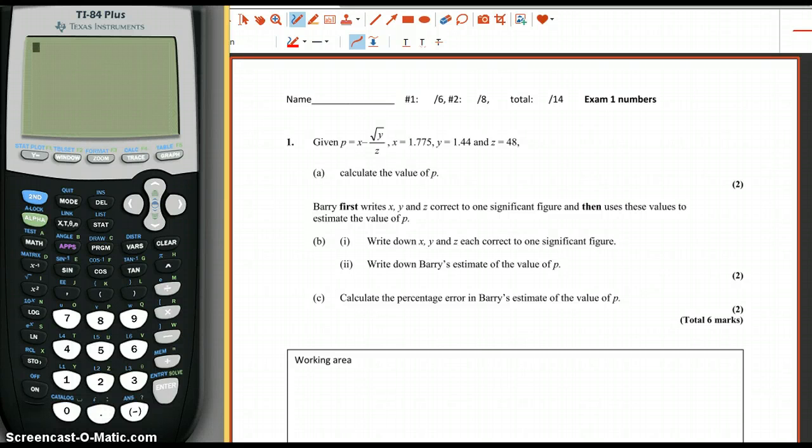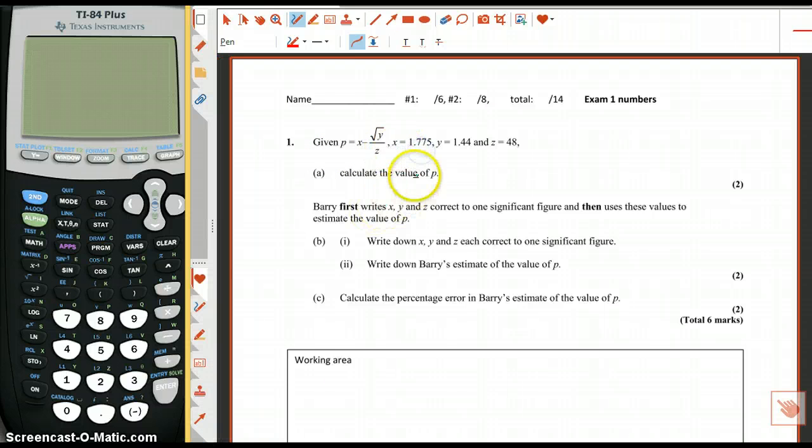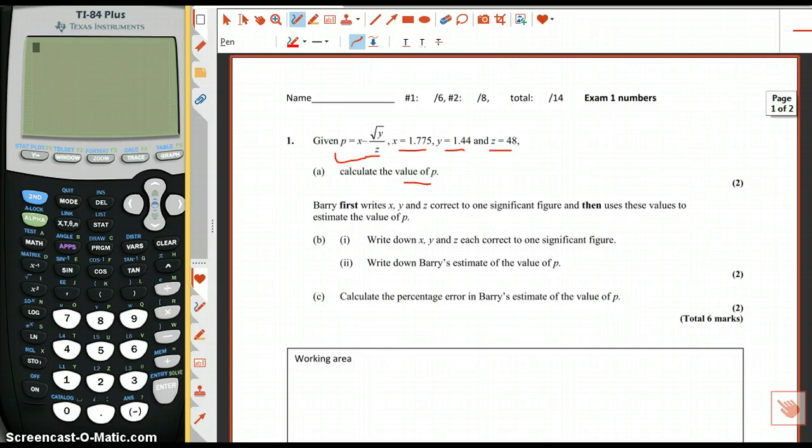This is the solutions for the exam. First we do number one, where we are going to take these three values of x, y, and z, and we're going to put them in this equation and calculate the value of p. Okay, so let's go a little bit farther down.